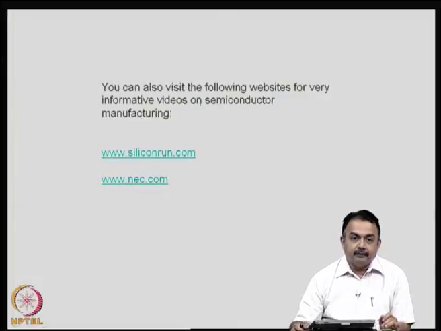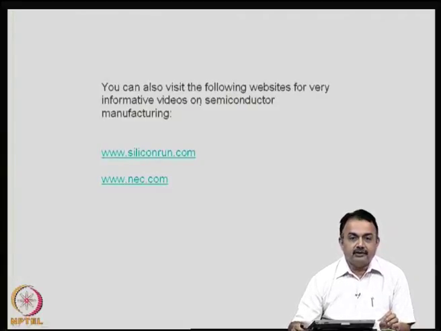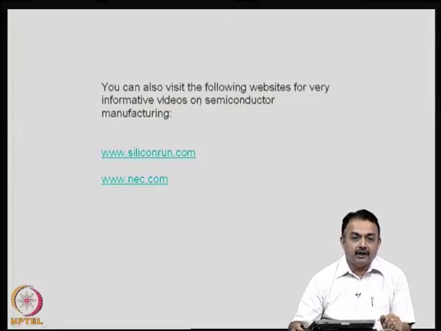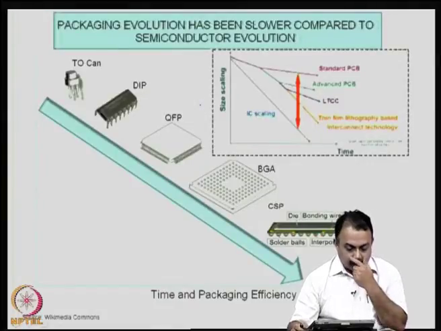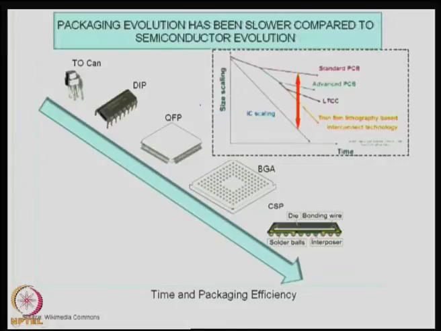You can visit the following websites, that is siliconrun.com or nec.com for various information on semiconductor manufacturing. So, you can take up from what I have described here. You can see a lot of informative video highlights that are available for the general public to view. So, that completes the front end and back end process description. Now, we will try to look at the first level interconnection choices.